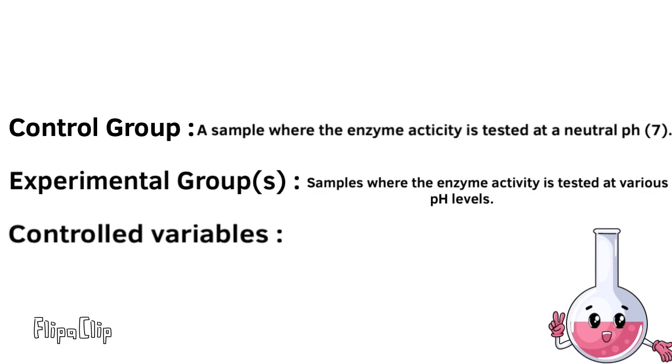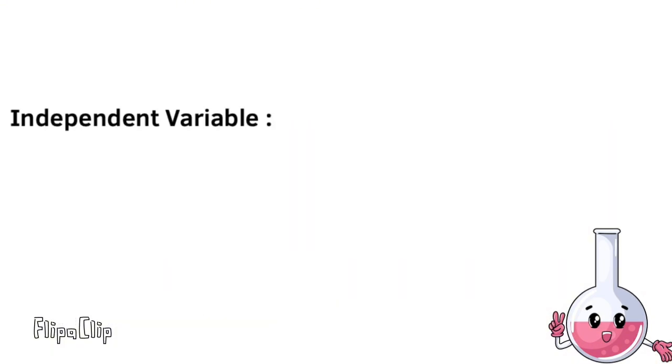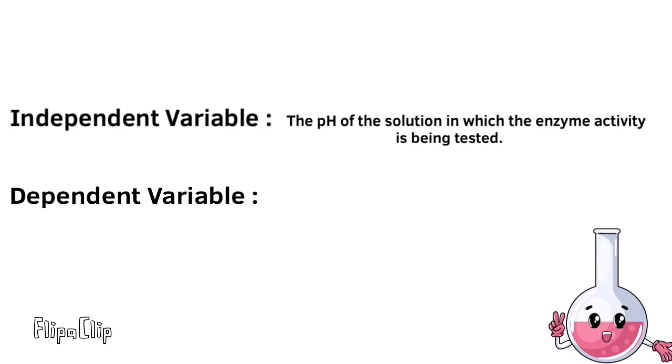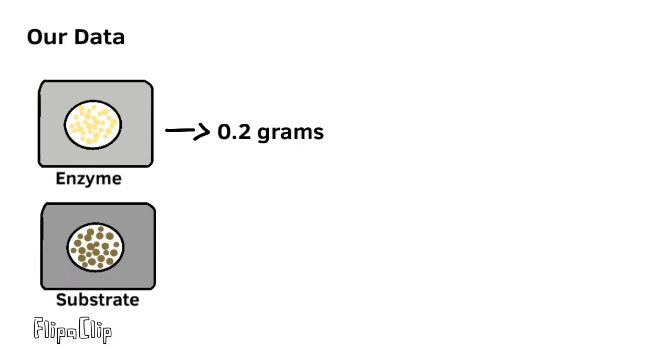Our controlled variables are the concentration of the enzyme, temperature, mass of the target substrate, reaction time for measurement, and measurement method. Our independent variable is the pH of the solution in which the enzyme activity is being tested, and the dependent variable is the time taken for the enzyme to deactivate its target, or the level of enzyme activity measured over time. This is our data.